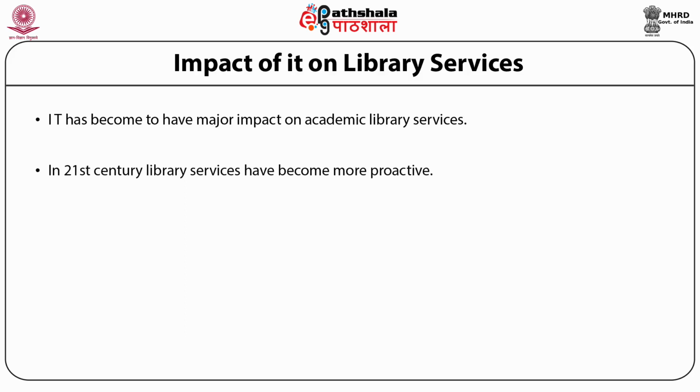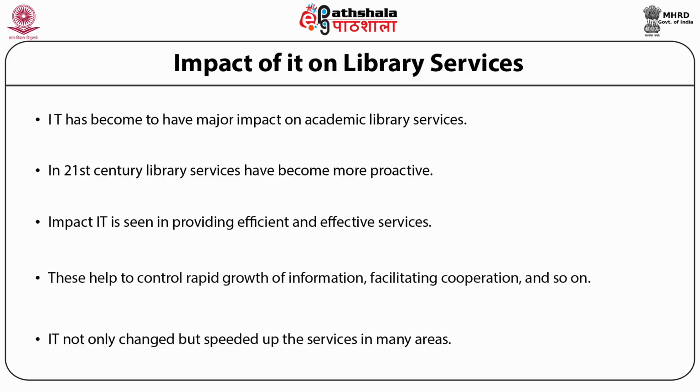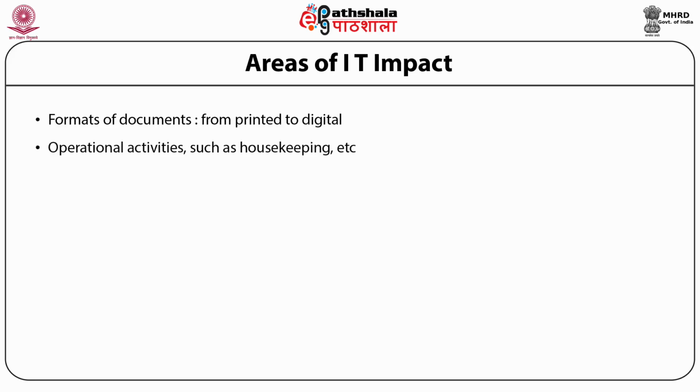In the 21st century, library services have become more proactive than what they used to be earlier. The impact of IT is seen in providing efficient and effective library services. These help to control the rapid growth of information, facilitating cooperation, and so on. IT has not only changed but speeded up the services in many areas. These areas of IT impact include formats of documents. Formats of documents have changed, or rather are changing, from printed to digital format. Operational activities such as housekeeping, etc., are also changing. The online public access catalog is a direct result of the impact of IT in libraries.